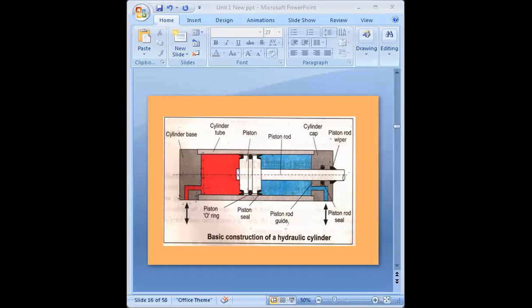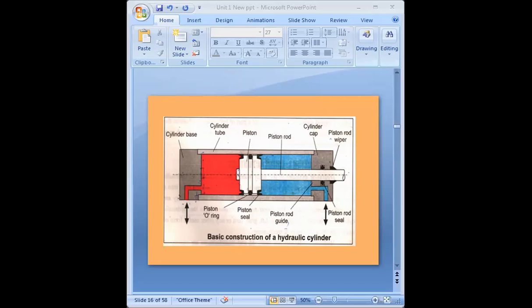This figure illustrates the basic construction of a hydraulic cylinder. Through this figure I am going to explain the basic construction. Further we are going to see the types of cylinders, but through this figure you will get the basic construction and the operation of the hydraulic cylinder.